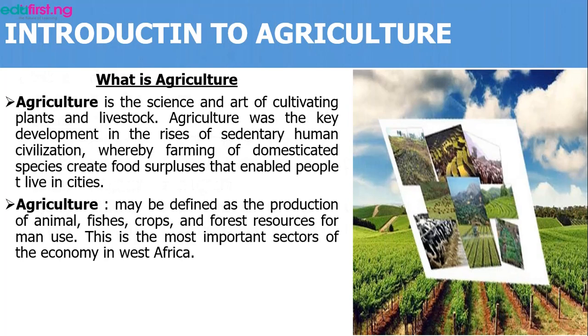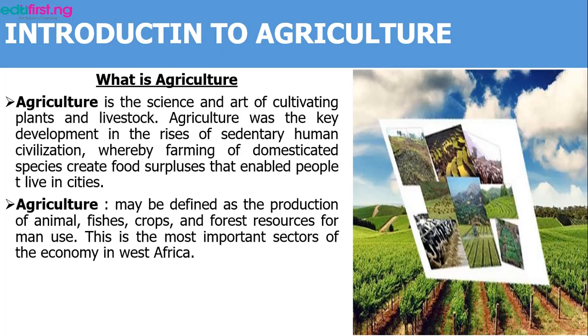What is agriculture? Agriculture is the science and art of cultivating plants and livestock. Agriculture was the key development in the rising of sedentary human civilization, whereby farming of domesticated species created food surpluses that enabled people to live in cities. So basically, without agriculture, we would not be able to live in cities as we are doing now. Agriculture may also be defined as the production of animals, fishes, crops, and forest resources for man's use, and it is the most important sector of the economy of West Africa.